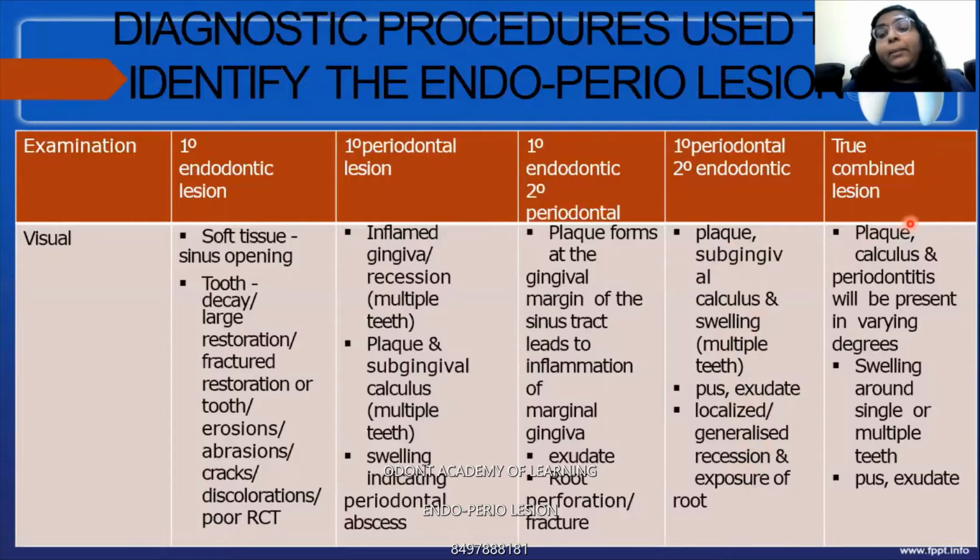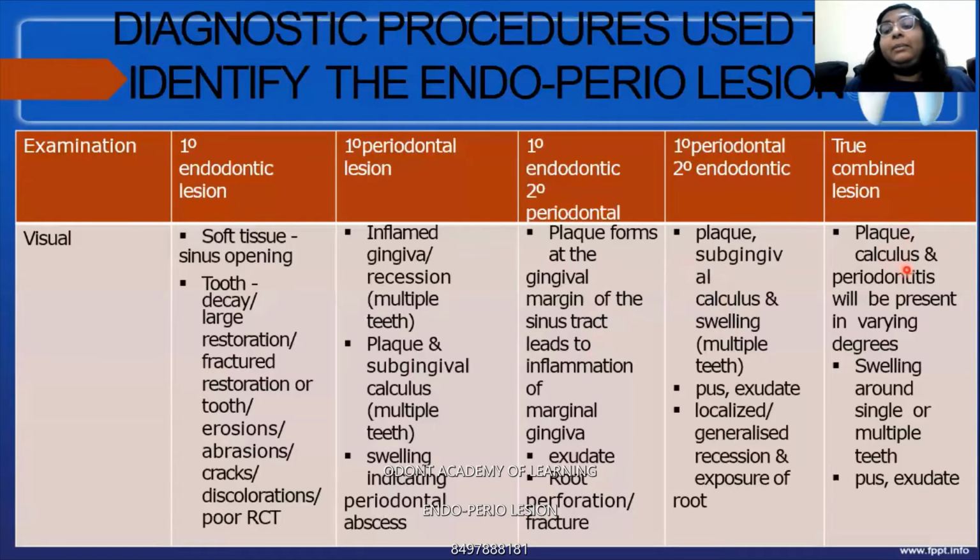Now, when we come to true combined lesion, it's very difficult to tell which came first. Did the perio start first or did the endo start first? Because in primary endo with secondary perio and primary perio with secondary endo, you can see varying degrees of infection. The perio infection will be more than the endo infection in this case, whereas the endo infection will be more than the perio infection in the first scenario. In the true combined lesion, you will see the features of both of these actually.